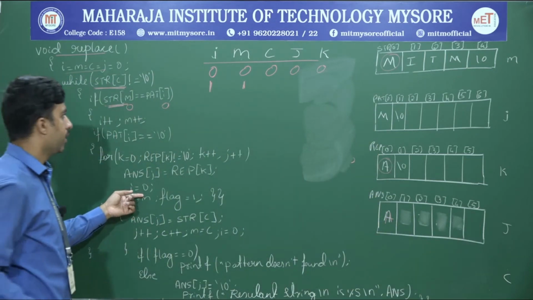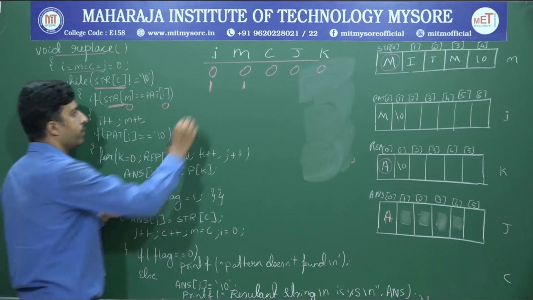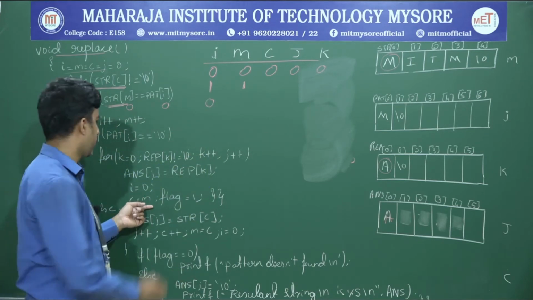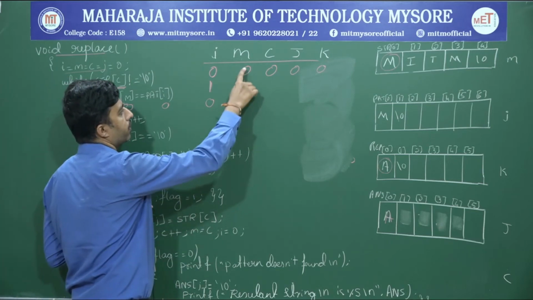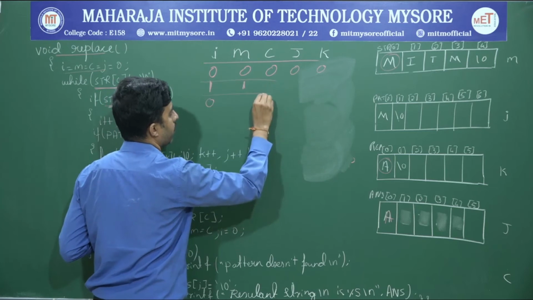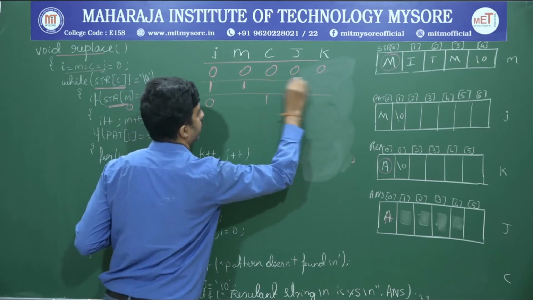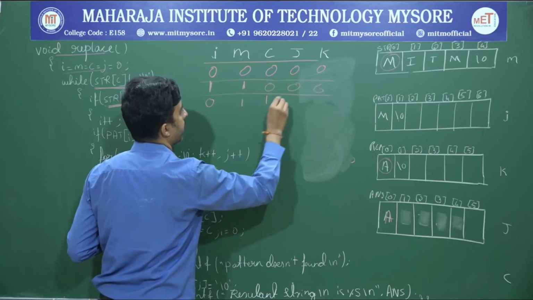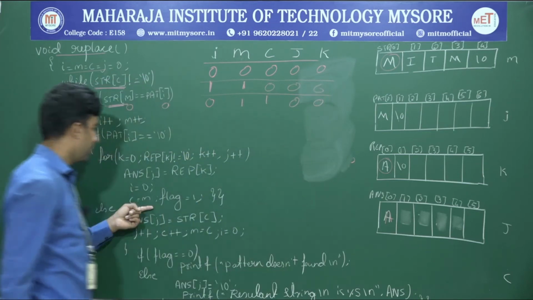Now I change the i value back to 0. Next I make c equal to m. What is the m value there? It is 1. I replace c by 1 in this stage, and in this stage the remaining elements will be like this.